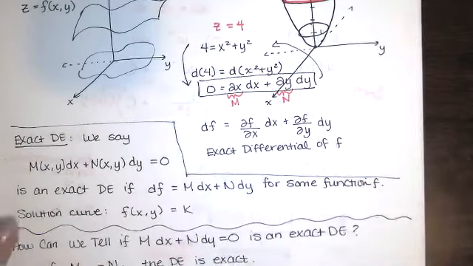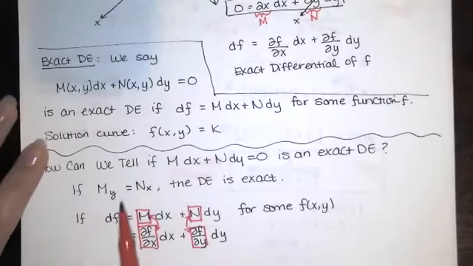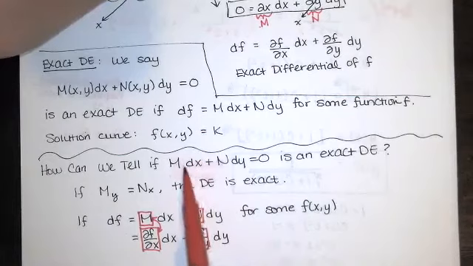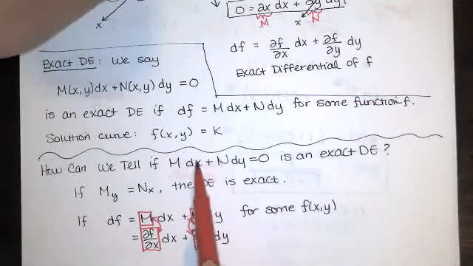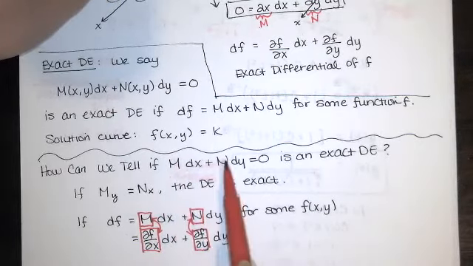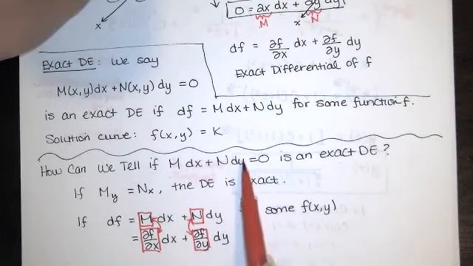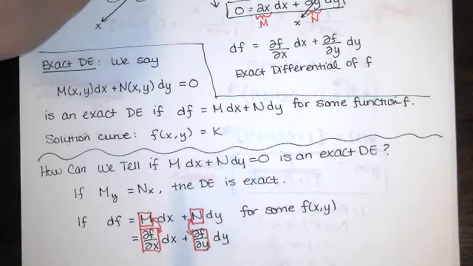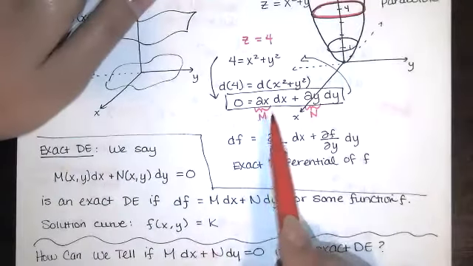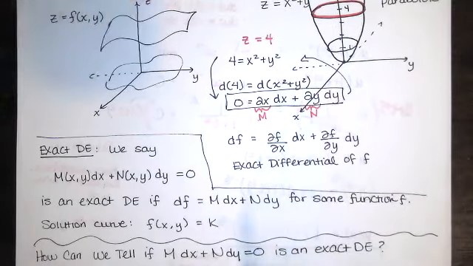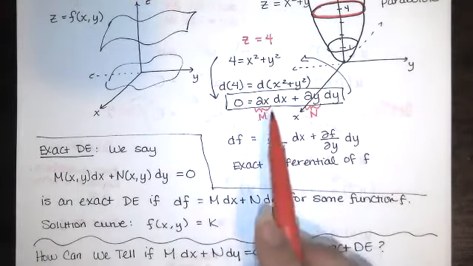And if you're not sure what variable you're supposed to take the partial with respect to, it's the opposite of the variable that's multiplying it. So when I see a dx times this M, I know I want to take the partial of this one with respect to not x, but y. When I see this one times dy, that means I need to take the partial of this function with respect to not y, but x. So I'm taking the partial of this one with respect to y, the partial of this one with respect to x. They're both 0, so that means it's exact.